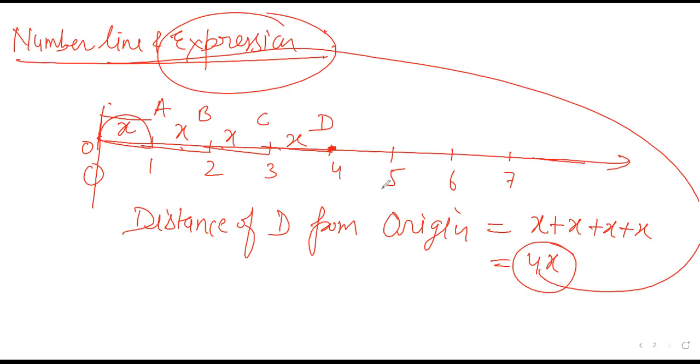Suppose I say the distance of this one is 10, and this one is 10. Then what is the distance of this one, let us suppose P, from the origin?